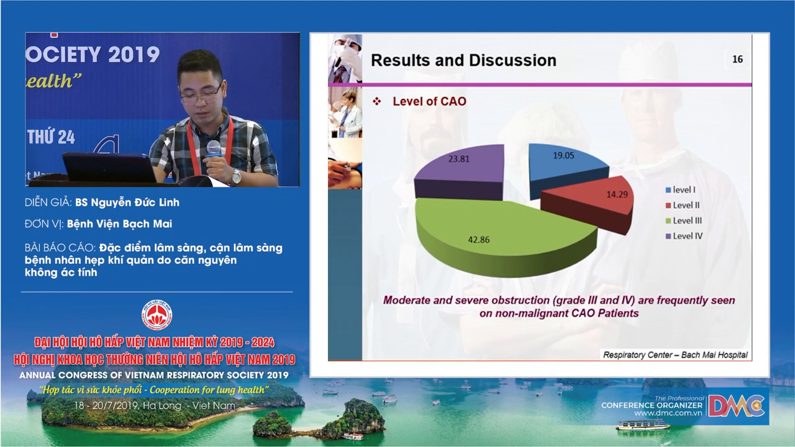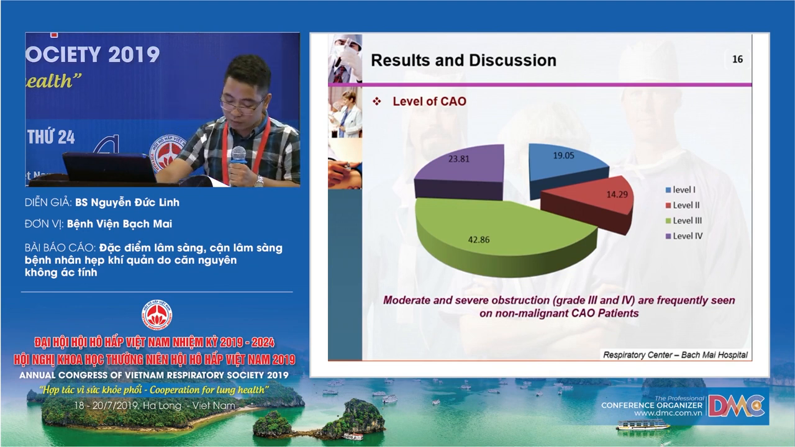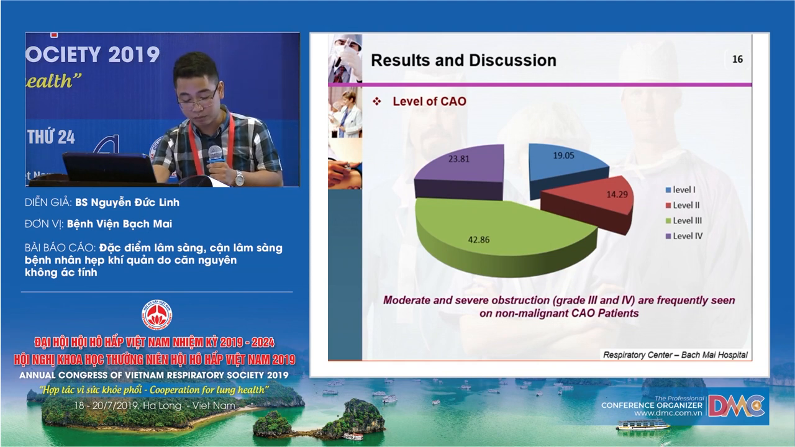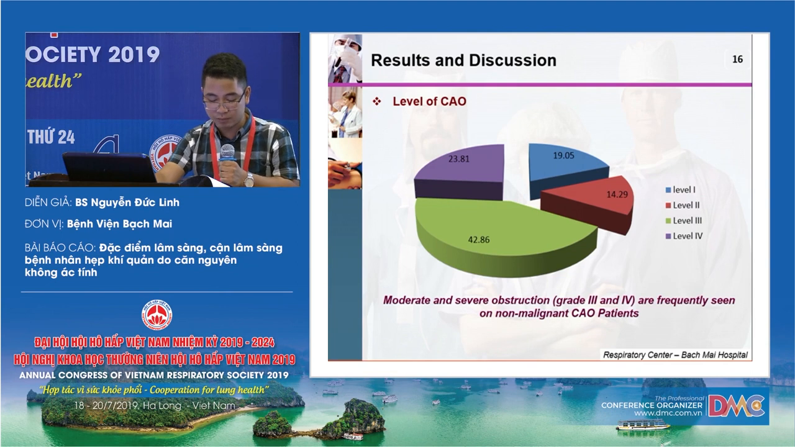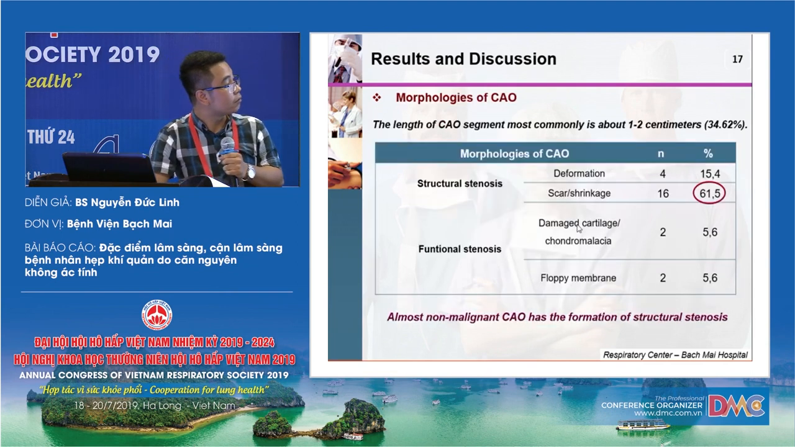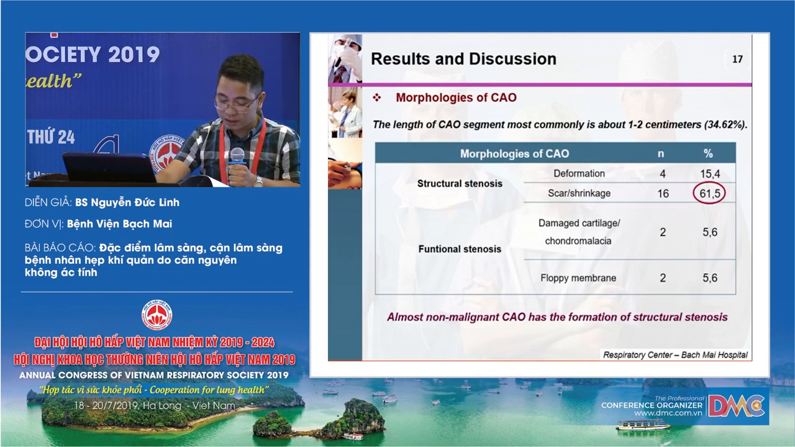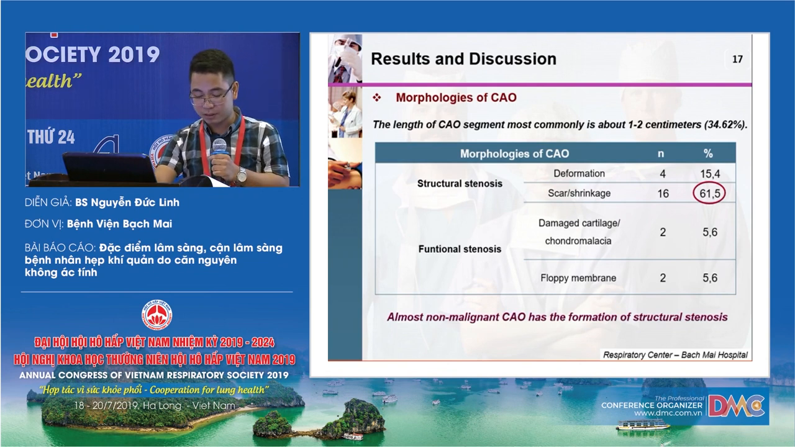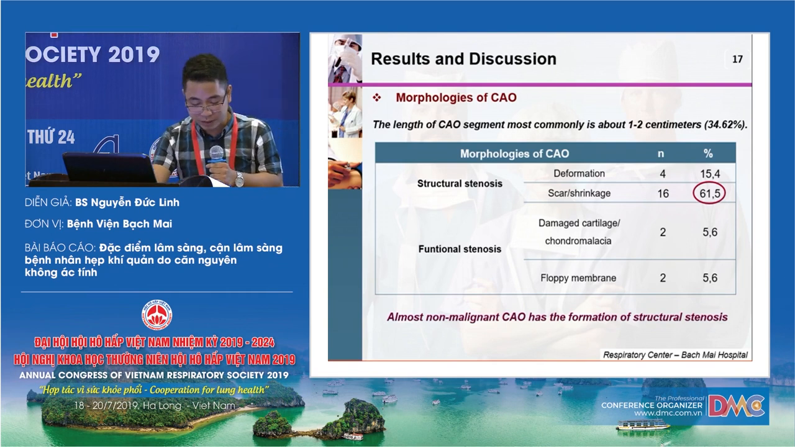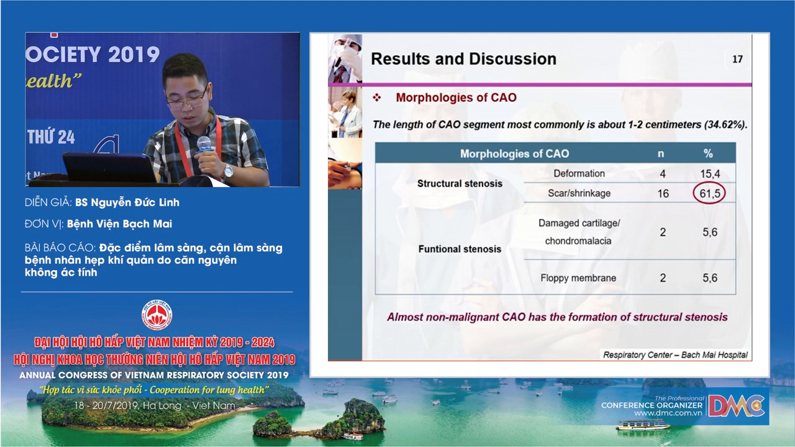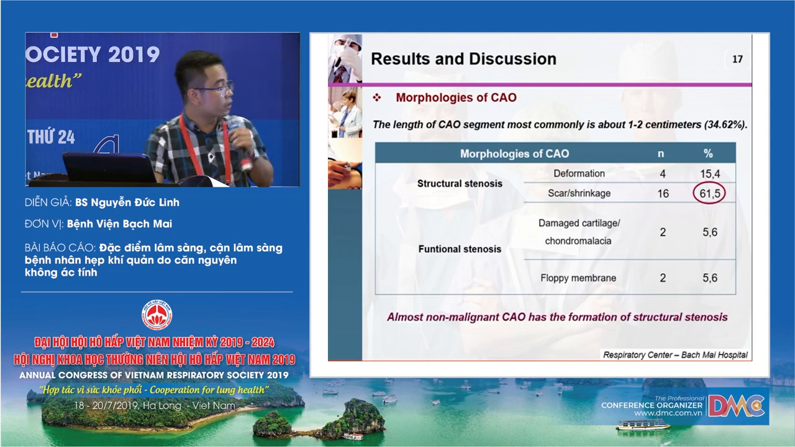Different levels of CAO can occur, in which moderate and severe obstruction, grades 3 and 4, mainly account for 42% and 23%. The result is similar to previous studies, with grade 3 being the majority. Almost all non-malignant CAO have stenosis formation, most of it due to shrinkage and scarring, about 61%, and this is consistent with the main cause of obstruction being post-endotracheal intubation. Scar formation occurred after intubation, causing blockage.